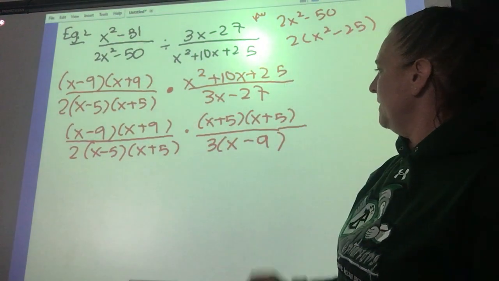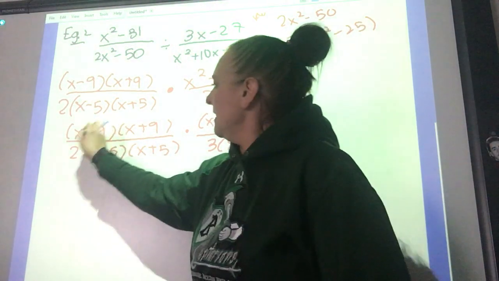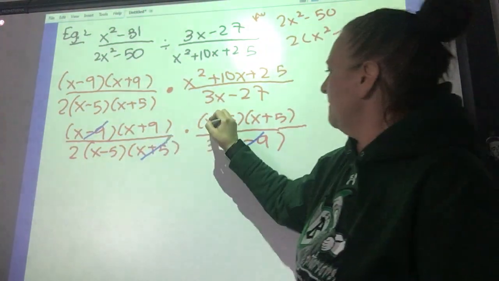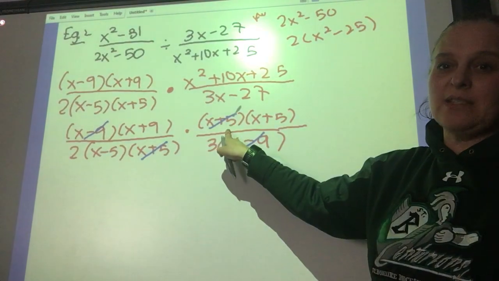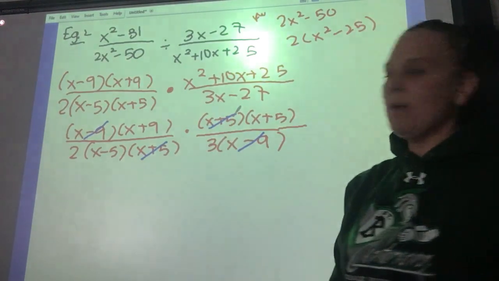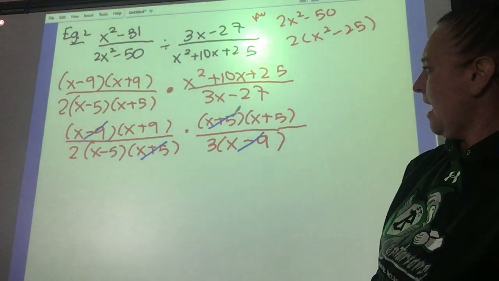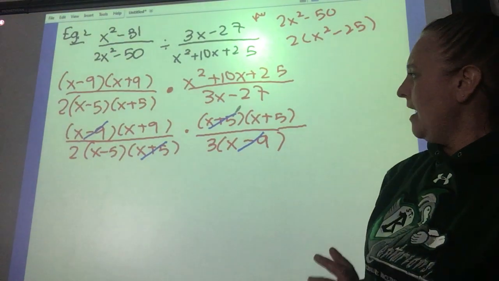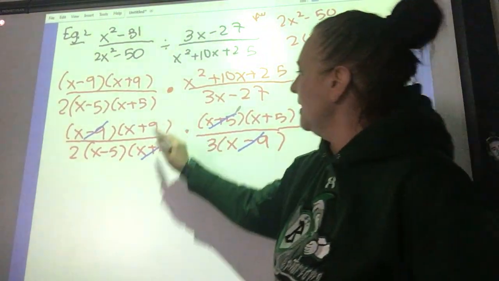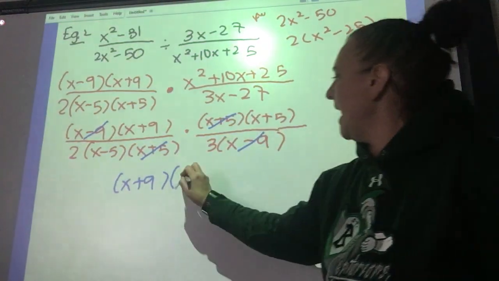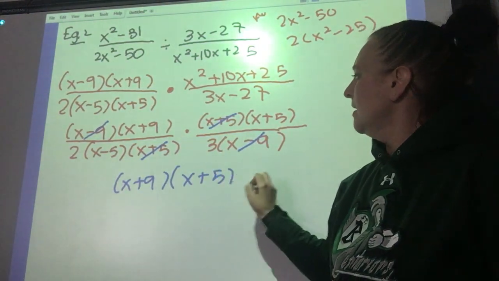We have an x minus 9, cancels out that x minus 9. This x plus 5, it cancels out one of the x plus 5s, not both of them, right? You can only cancel one factor out at a time, and I believe that's it. I don't think there's anything else that's in common. I'll switch to another color just so you can see what we're left with.